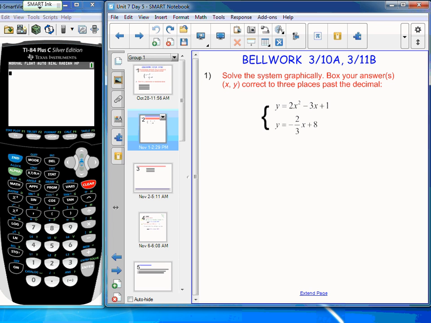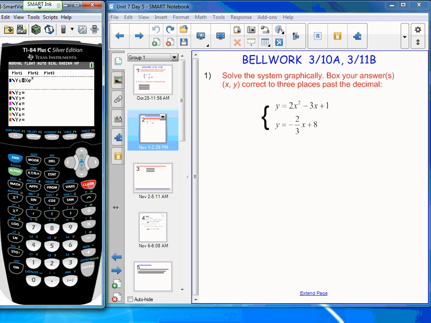For number one, I'm going to go into my y equals menu and clear out my previous functions. I can zoom 6 to return to a standard -10 to 10 viewing window. Before entering my functions, I'll call that first one y1. So that was 2x squared minus 3x, and if you guys would make sure I don't make a mistake, plus 1, and then my second function was -2/3 x plus 8. So we'll go ahead and grab that.